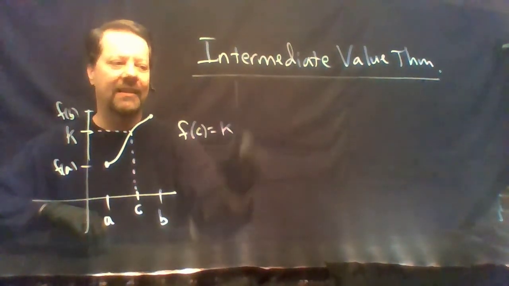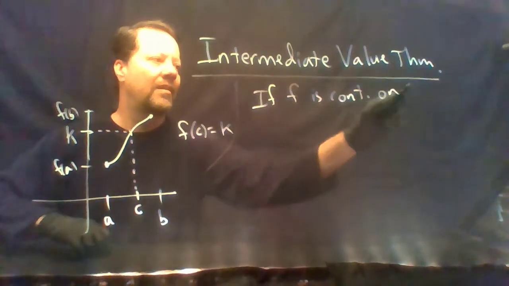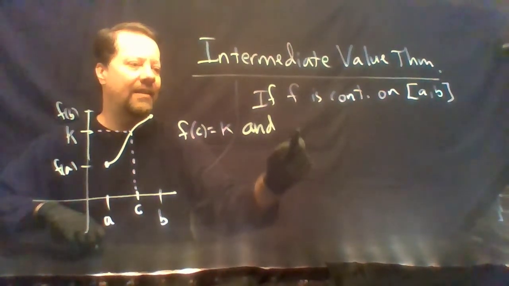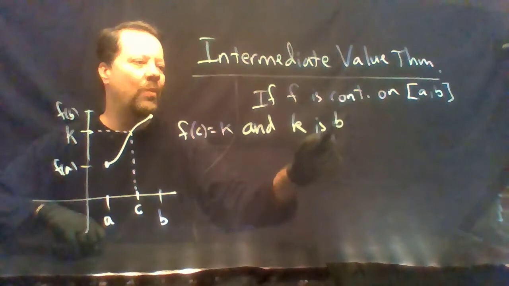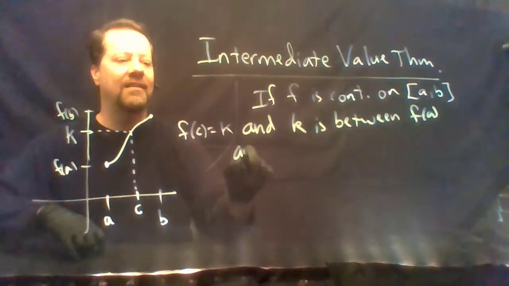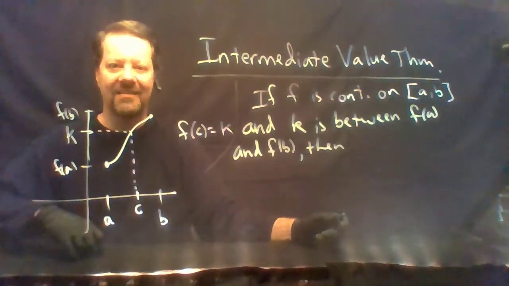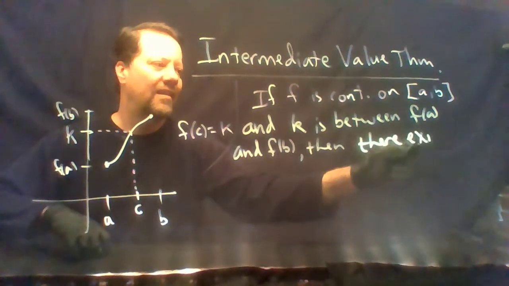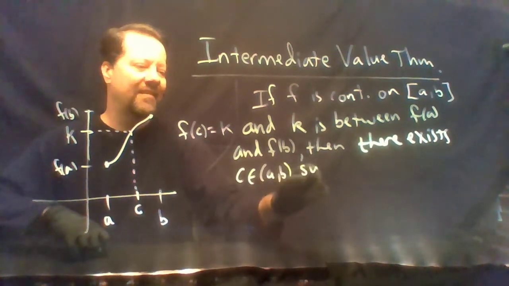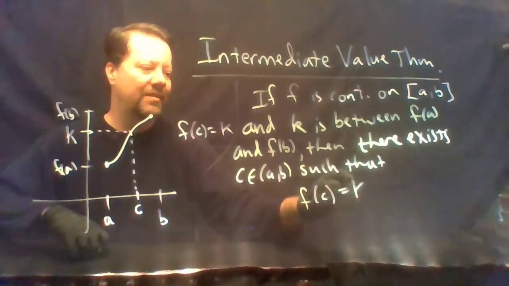We'll state the theorem like this. If f is continuous on the closed interval ab, and k is between f of a and f of b, then there exists c between a and b such that the height at c is equal to this value k.